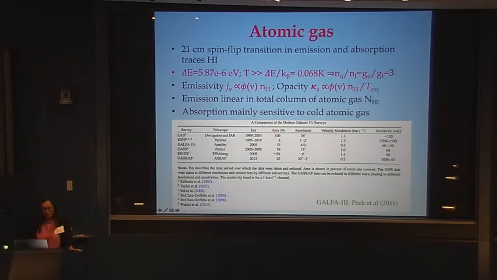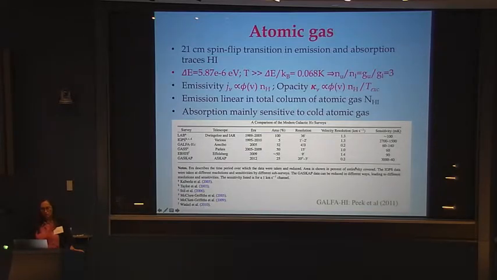So that means emission is linear in the total column, but absorption, because it varies inversely with the excitation temperature, which basically is measuring the gas temperature with some caveats, is mainly sensitive to the cold atomic gas.